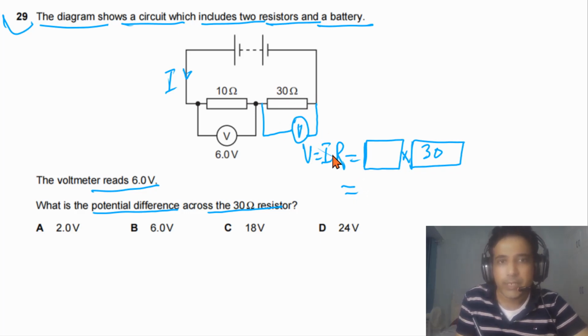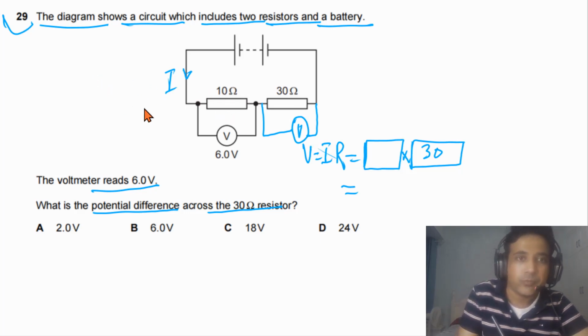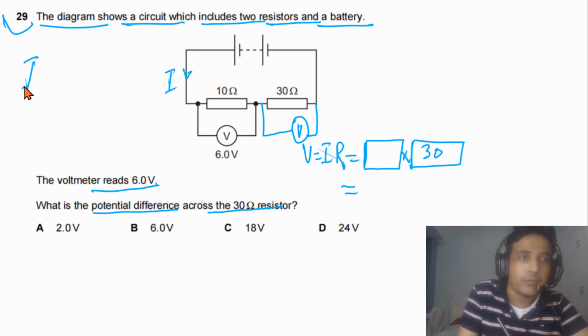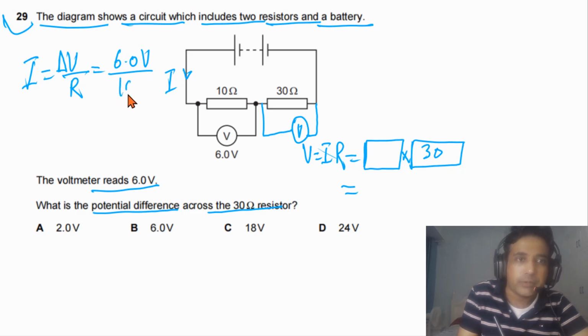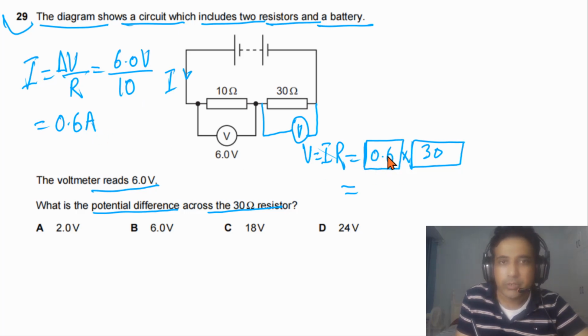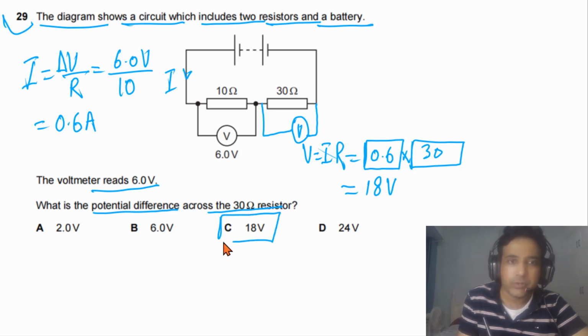So first of all, we need to calculate current, but for this resistor we have resistance and we have the potential difference across this one. So I will be equal to V divided by R, and this is the potential difference across this resistor. The value of PD across this one is 6.0 volts, and the resistance is 10. So the value of current is equal to 0.6 amps. Now we simply plug in 0.6, and if we solve this, our answer will be 18 volts. So the answer for this question is C.